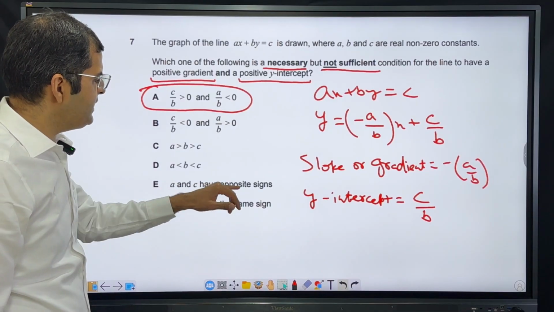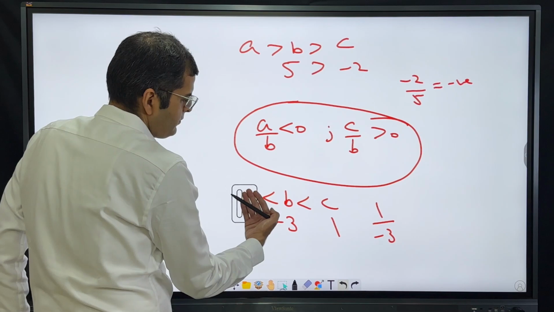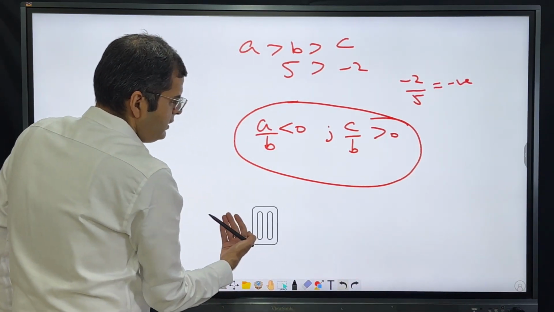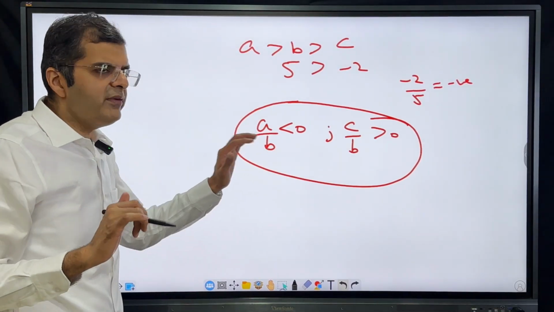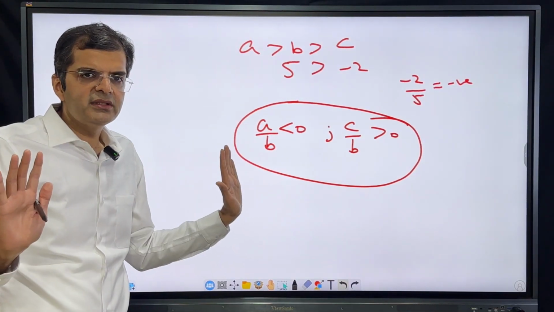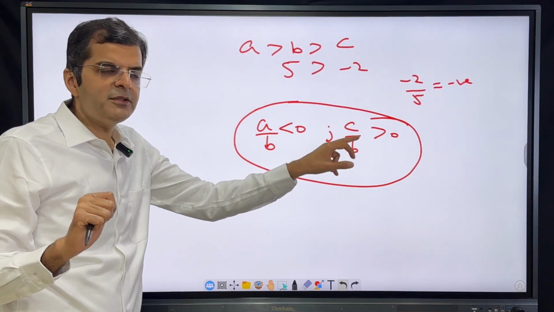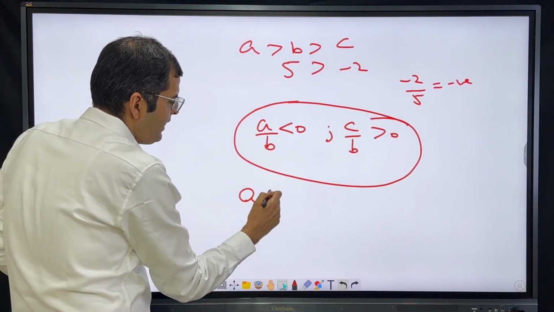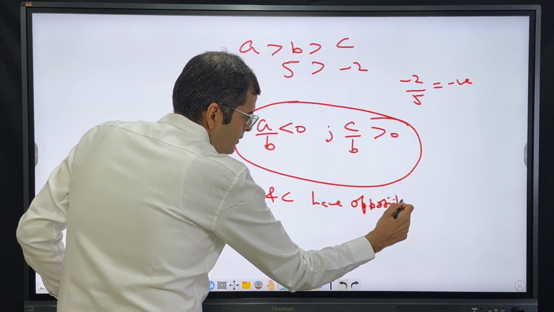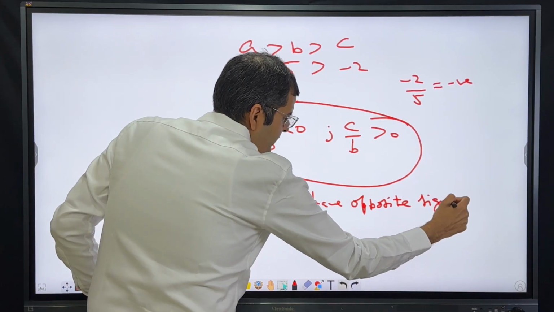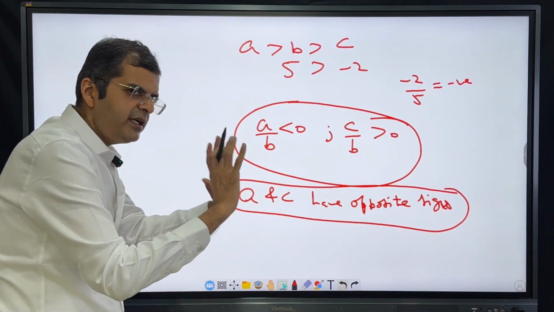So this condition also doesn't hold, neither on the necessary side nor the sufficient side. Option E says A and C have opposite signs. Now let's see here. If A by B is less than 0 and C by B is greater than 0, B will have the same sign in both situations. But A by B becomes negative and C by B becomes positive. That means A and C have opposite signs. This is true, so this has to be necessarily true.